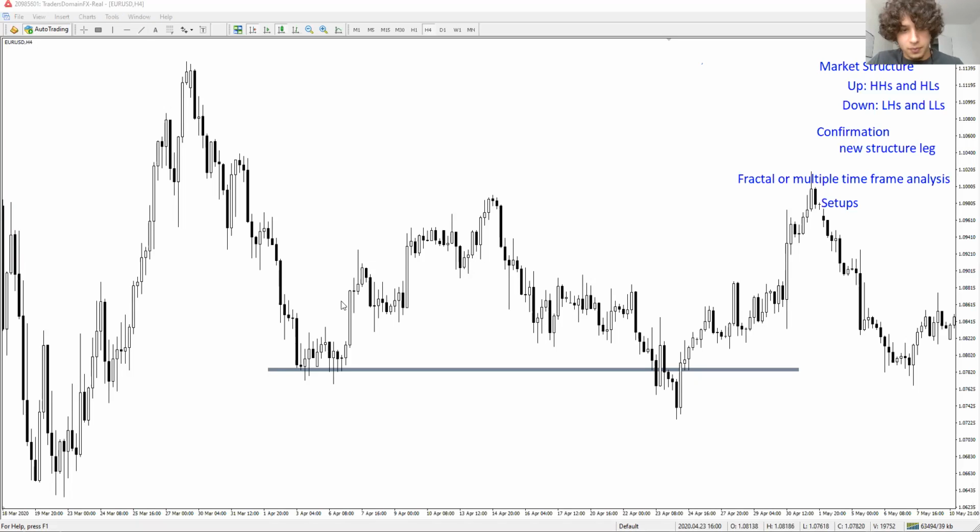So, like I said before, something happens that gives us confirmation when price breaks below. Something happens right here that gives us confirmation.